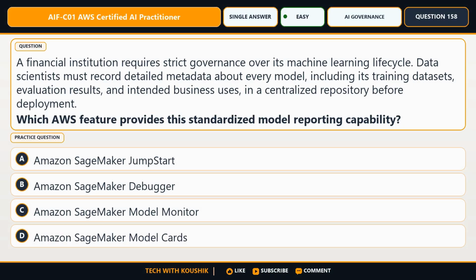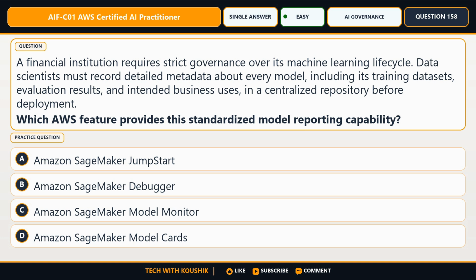Question number 158. Scenario. A financial institution requires strict governance over its machine learning lifecycle. Data scientists must record detailed metadata about every model, including its training datasets, evaluation results, and intended business uses, in a centralized repository before deployment. Which AWS feature provides this standardized model reporting capability?